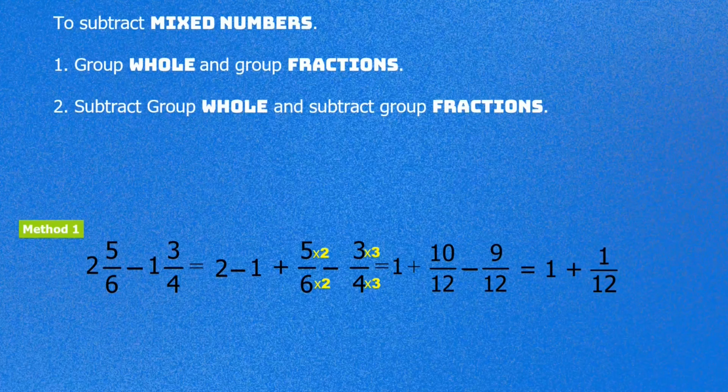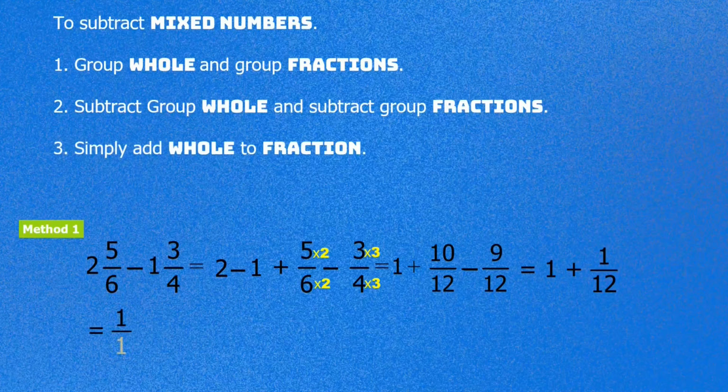To do that, we must write the whole number as a fraction. To write any whole number as a fraction, we simply write 1 under it. Now our whole number is written in its fractional representation. Now we can simply treat these two numbers as fractions and add them together. But first, we must find their common denominators.